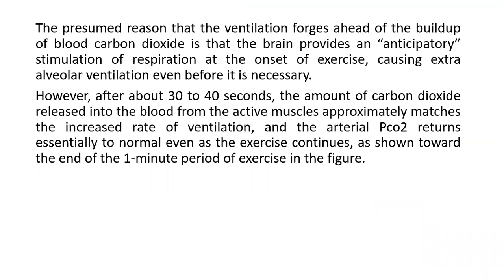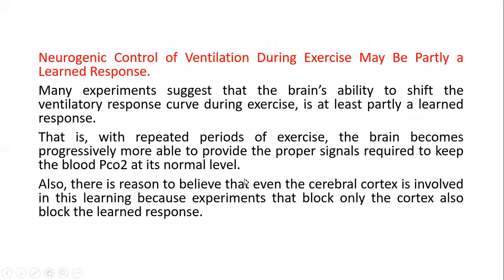The presumed reason that ventilation works ahead of the building up of the carbon dioxide is that the brain provides an anticipatory stimulation of the respiration at the onset of exercise, causing extra alveolar ventilation even before it is necessary. However, after about 30 to 40 seconds, the amount of carbon dioxide released into the blood from the active muscles approximately matches the increased rate of ventilation, and the arterial PCO2 returns essentially to normal even as the exercise continues, as shown toward the end of the 1 minute period of exercise in the figure.